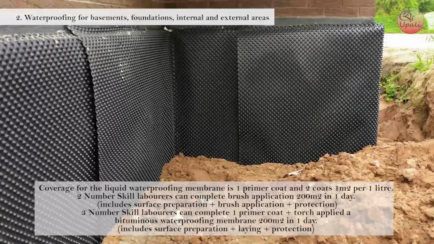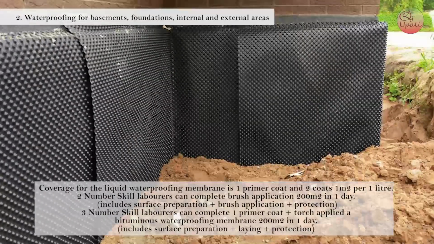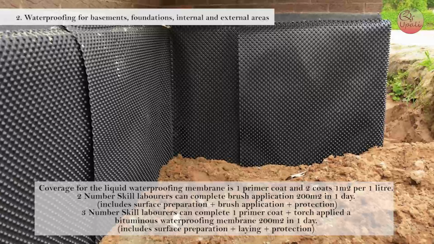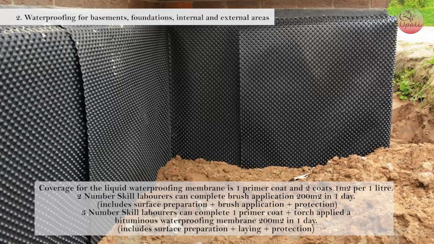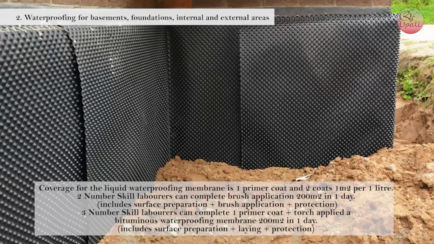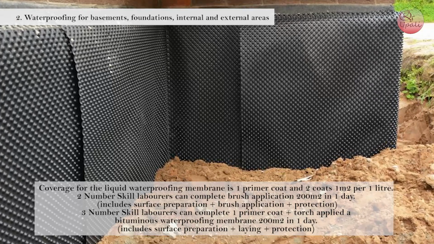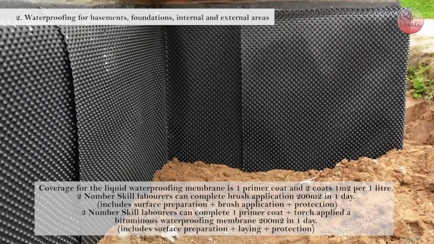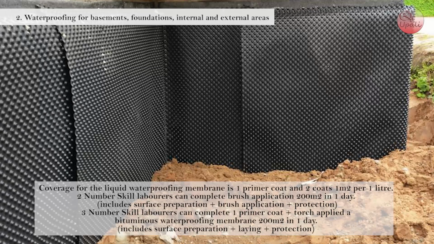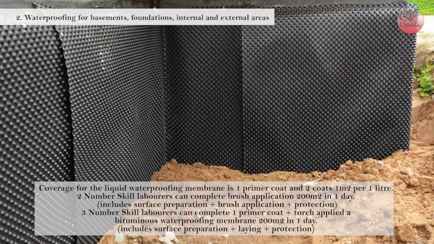Coverage for the liquid waterproofing membrane is 1 primer coat and 2 coats, 1 square meter per 1 liter. 2 number skilled laborers can complete brush application 200 meter squares in 1 day. Includes surface preparation plus brush application plus protection.